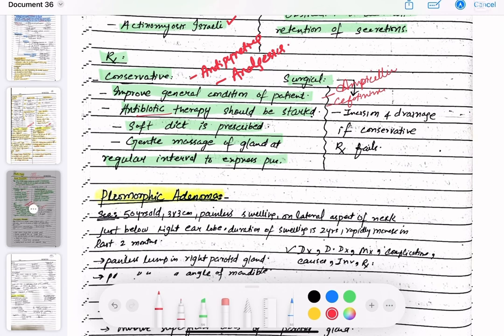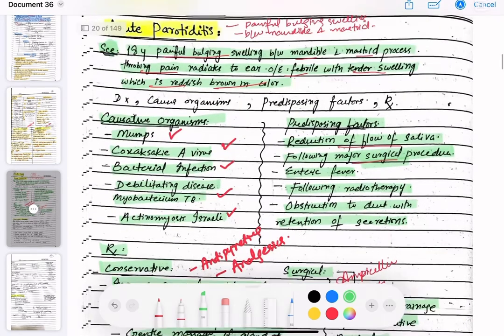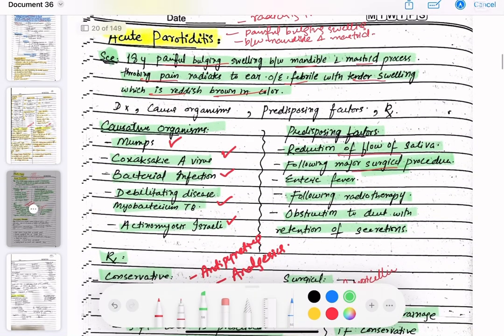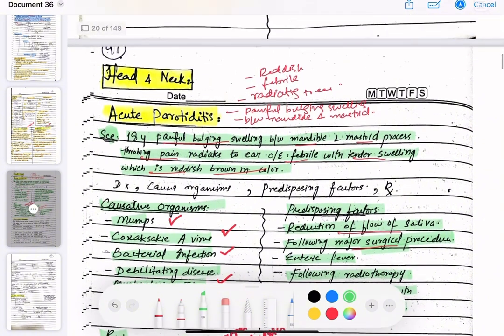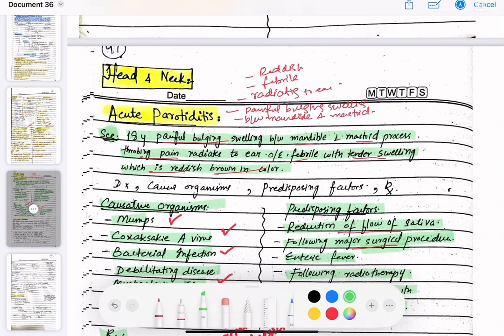Now if these measures fail, then you will provide surgical management, which is incision and drainage if conservative treatment fails. Okay, so this was all about acute parotitis. The features are a reddish brown swelling, the patient is febrile, the pain is radiating to the ear, and there is painful bulging swelling between the mandible and mastoid.